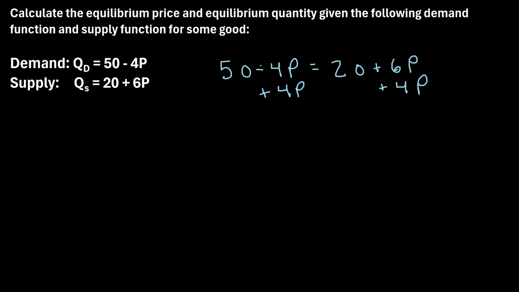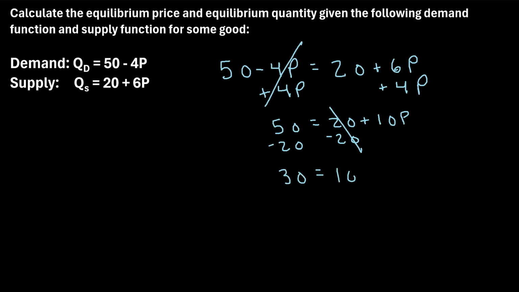Now on this side, this negative 4P and positive 4P will cancel out, and on this side we have 6P plus 4P, that's 10P. So we end up with 50 is equal to 20 plus 10P. Now to get P by itself, we just need to subtract a 20 from both sides. So on this side, the positive 20 and the negative 20 cancel out, and on this side we're left with 50 minus 20, which is 30. So we have 30 is equal to, over here we have 10P.